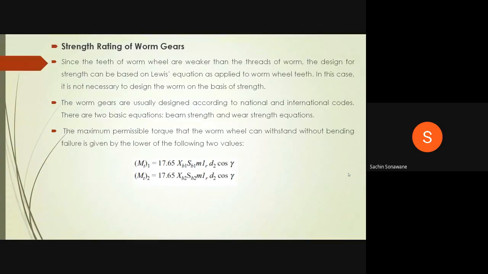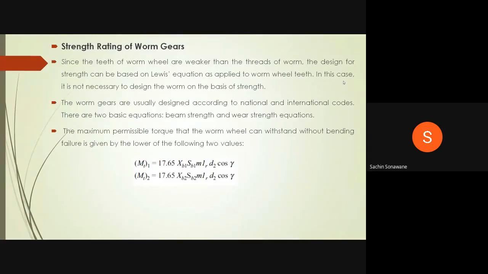Now, strength rating of worm gears. Since the teeth of the worm wheel are weaker than the threads of the worm, the design for strength can be based on Lewis equation as applied to worm wheel teeth. In this case, it is not necessary to design the worm on the basis of strength. The worm gears are usually designed according to national and international codes. There are two basic equations, beam strength and wear strength equations.